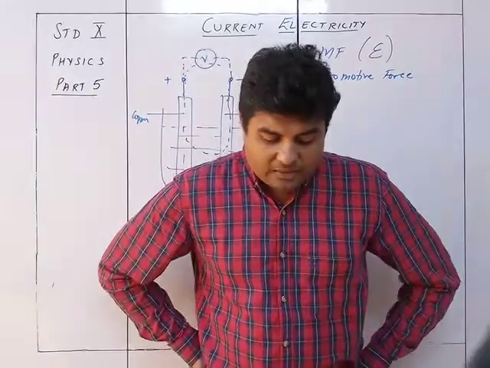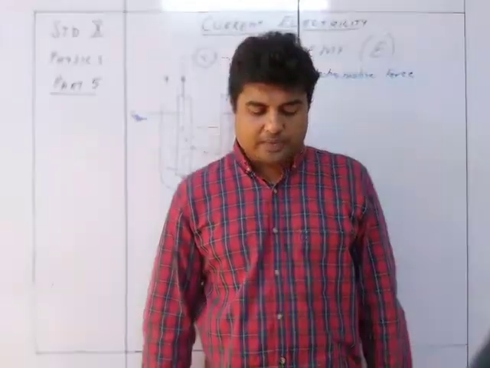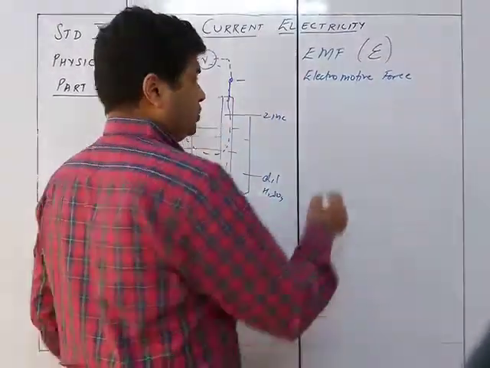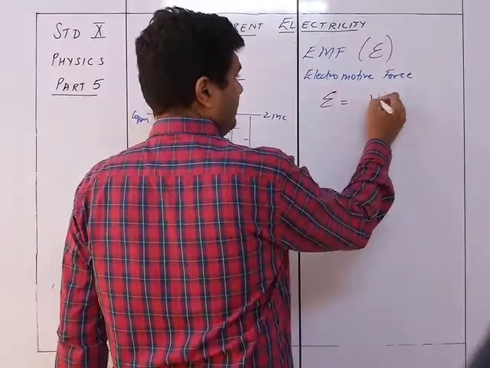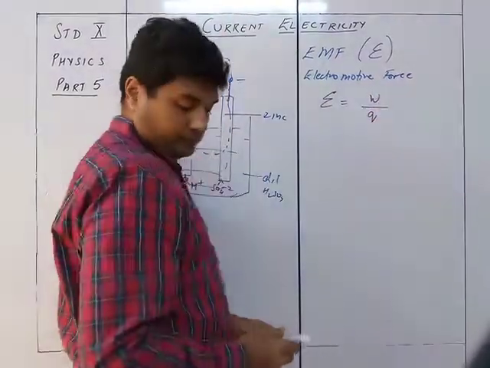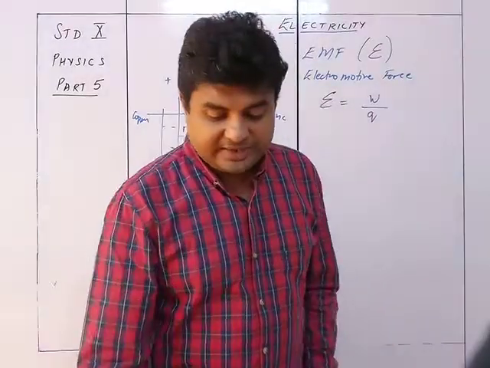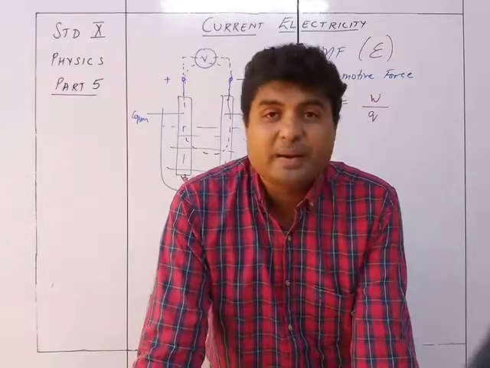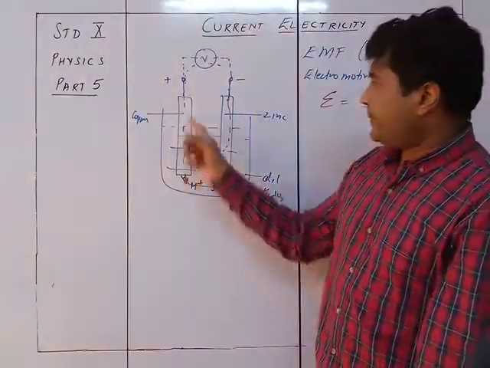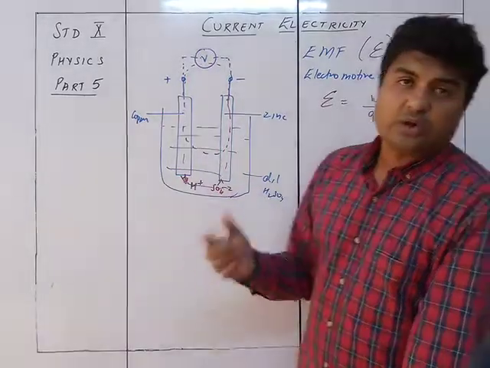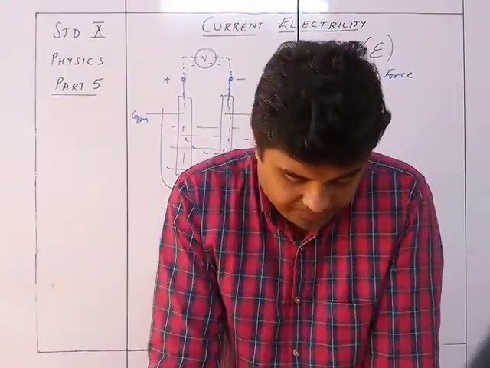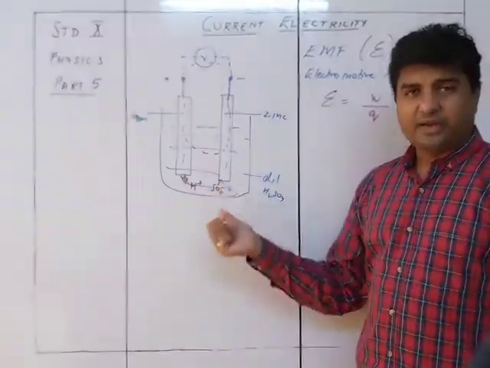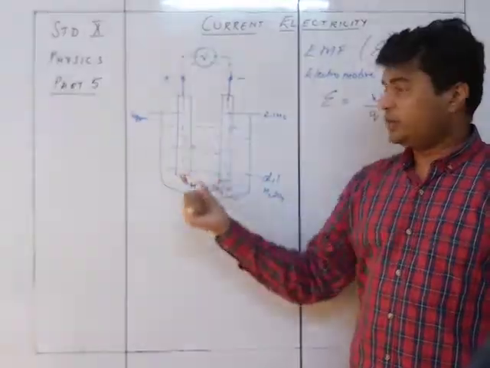If W work is done in taking a charge Q around the complete circuit of the cell, then EMF is equal to W upon Q. So that's why EMF is equal to W upon Q. Now let's see the factors affecting the EMF. First, the EMF of the cell depends on the material of the electrode, that is, on the copper and zinc used here. Second, it depends on the electrolyte used in the cell, because the electrolyte is going to give you the continuous flow of electrons.